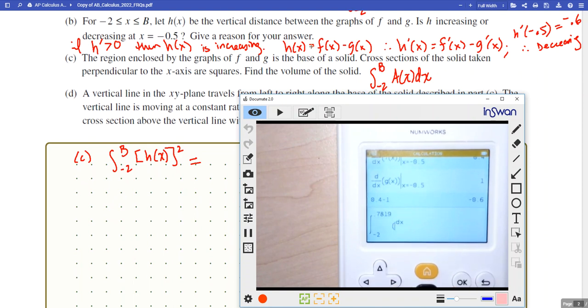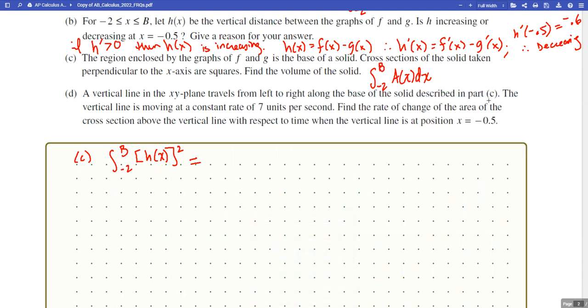All right, and then it's going to be our cross-sectional surface area, which is going to be our top function minus our bottom function, which in this case was g of x, and we want that to be squared. So f of x minus g of x, that quantity squared. That gives us 5.340, it looks like. So we're going to say that that is 5.340.